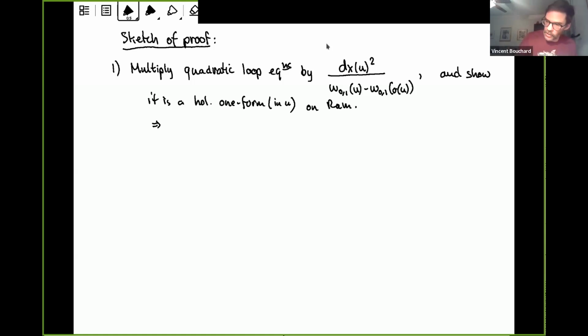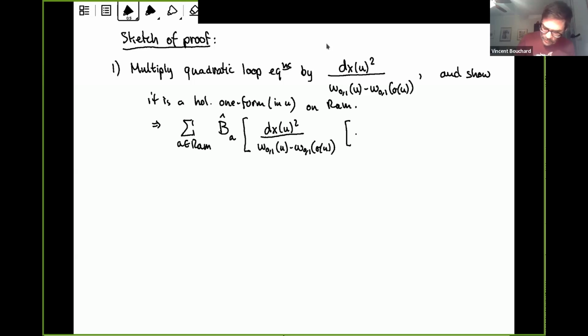Okay, but what does it mean to be holomorphic? It means that if you use our favorite projection and you project the dx_u squared over what I just introduced, and then put the quadratic loop equation here, you're going to get 0.